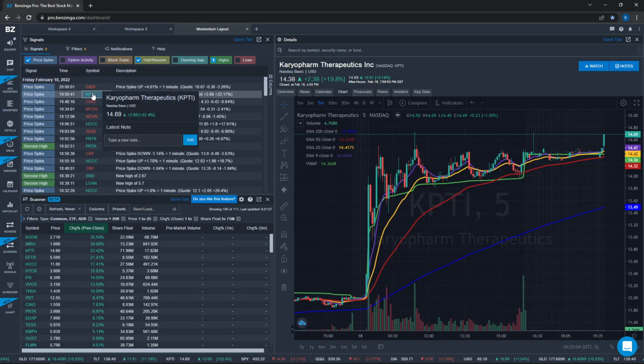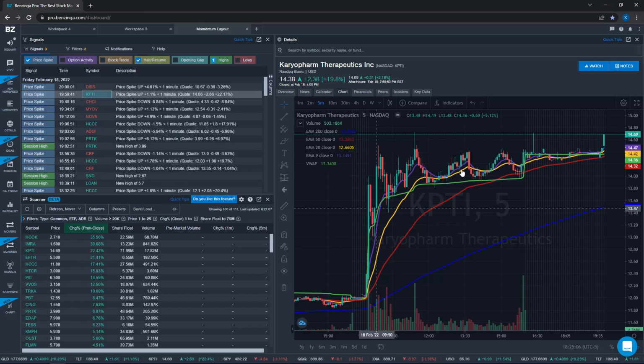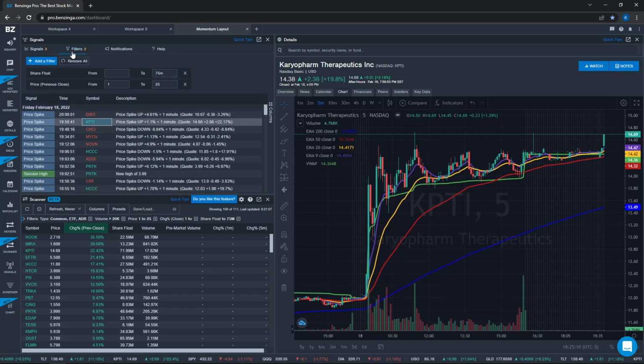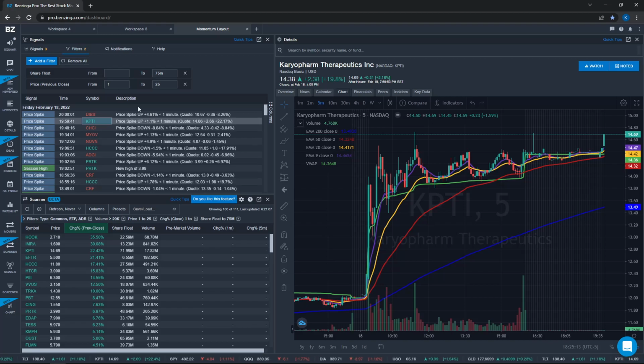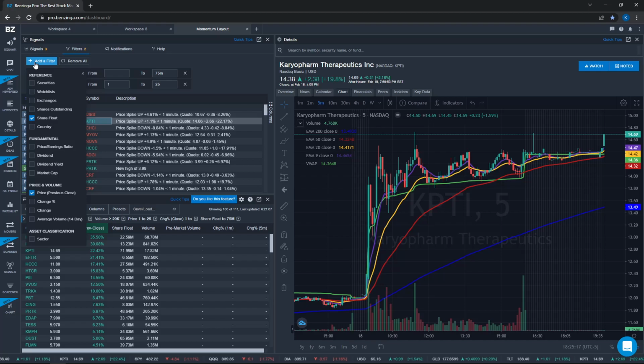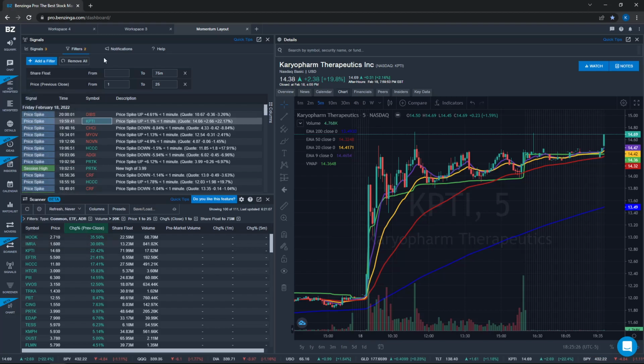So let's take a look at these filters that I have set up, and I'll show you exactly how to set this up here in one moment. But let's look at the filters I have set up. So this is pretty simple for the signals. I have filters you can add right here. You can hit add filters and see the list of filters. Checked off, I have share float and the price. So that's the only two filters I have on my signals, and I'll show you how that looks.